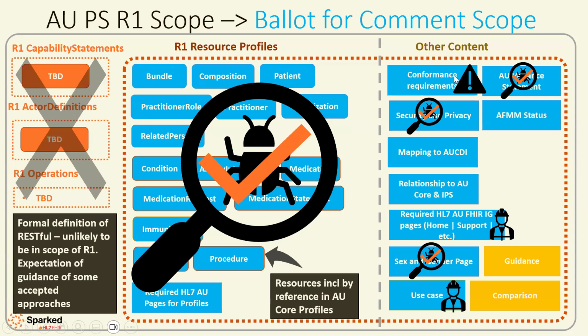This one is big. It's a small blue rectangle, but it is a big, big thing for us to discuss and get to a set of agreements on what it means to conform to Australian Patient Summary, that in and of itself means that you conform to IPS and conform to AU Core. So we really need to start working through that.